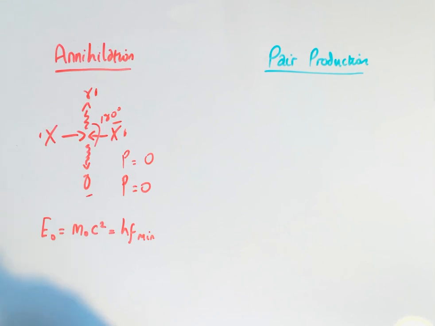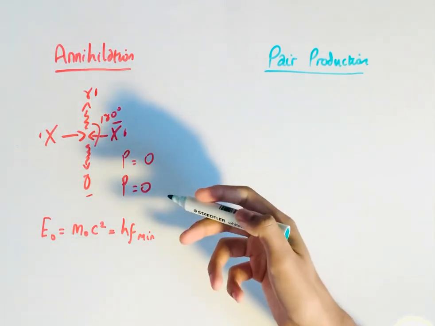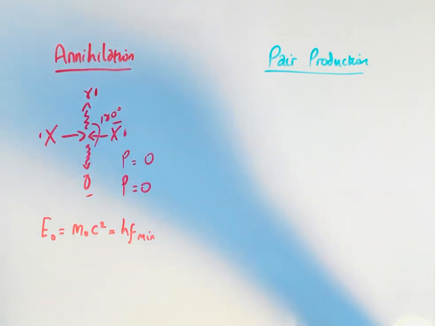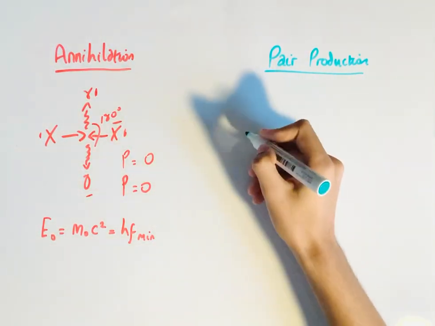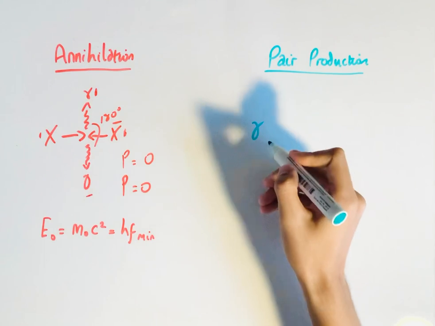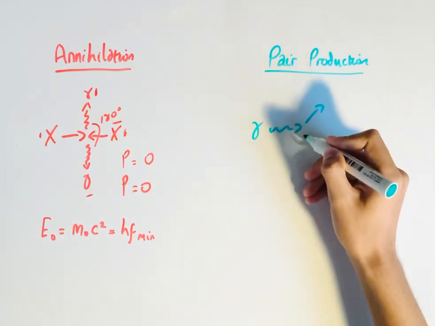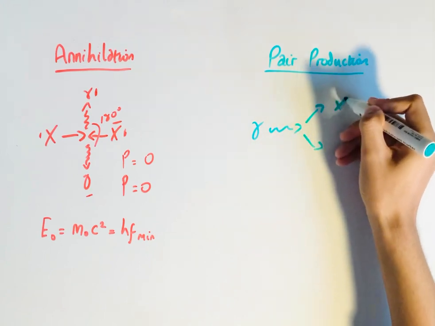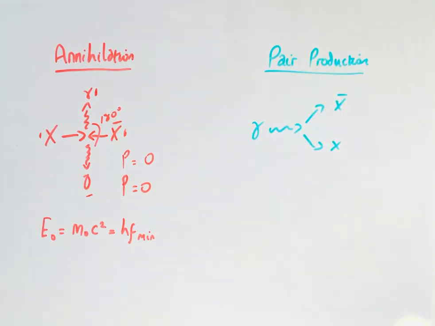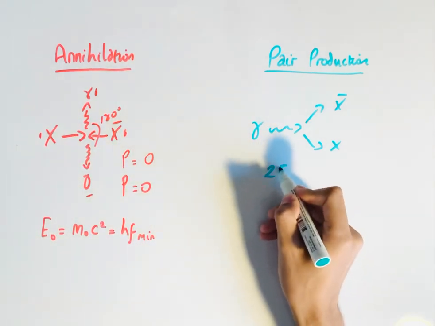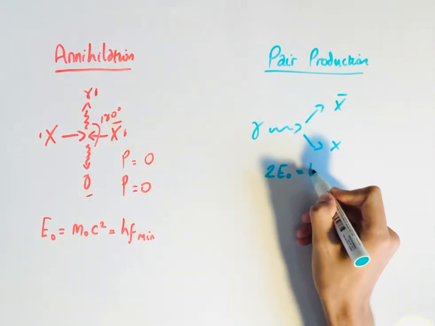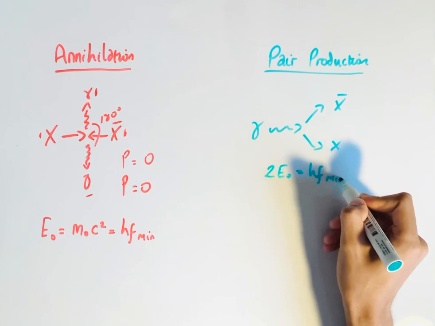The next type of antimatter interaction is called pair production, which is kind of the opposite of annihilation, but not completely. It's where one photon with sufficient energy spontaneously splits into a particle-antiparticle pair. In order for this to happen, the energy must be given by 2E0 equals h f min.